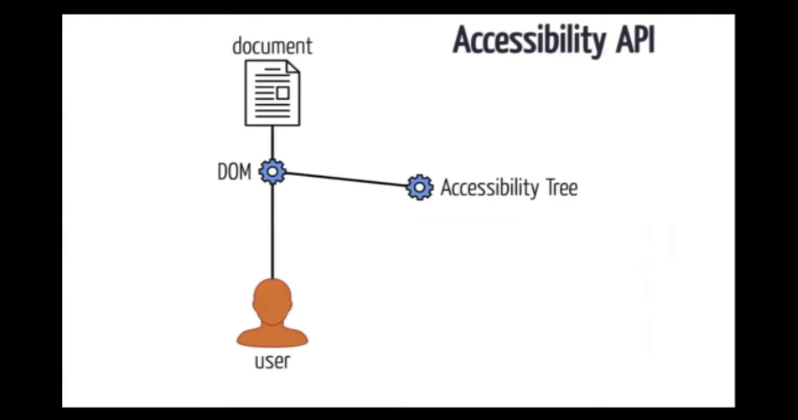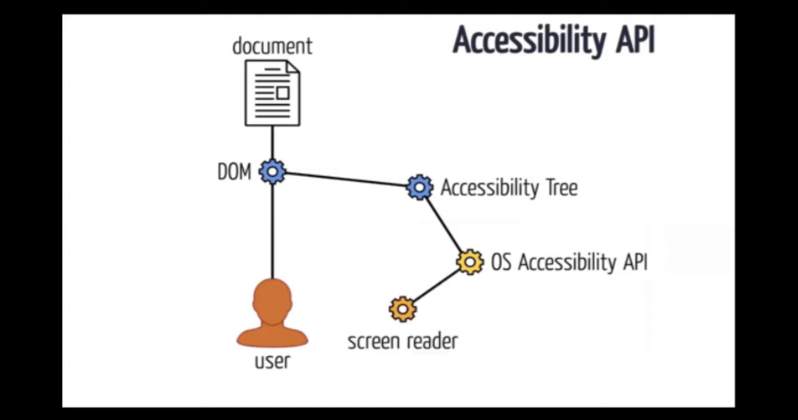So going back over here, we've got the document, we've got the DOM, and the accessibility tree is a subset of the DOM that is presented to the screen reader. After it goes into the accessibility tree, it goes into the operating system's accessibility API, and then it goes to the screen reader, and through the screen reader, it's presented to the user.